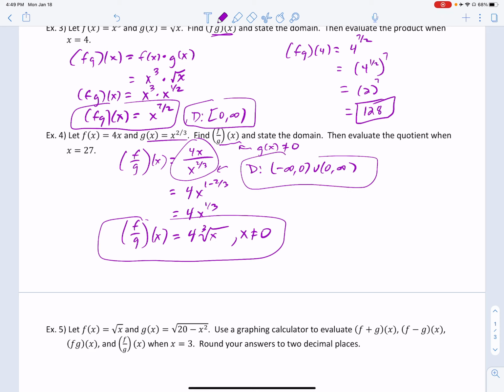Domain, all reals except for 0 on that one. All right, and then they want you to evaluate this when x is 27. And so you get 4 times the cube root of 27, which is 4 times 3, and that value is 12.